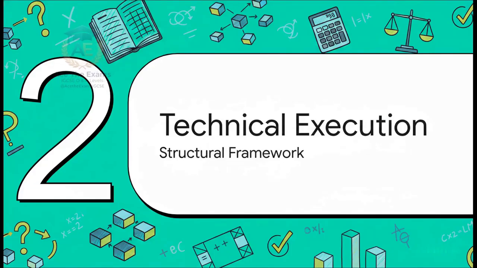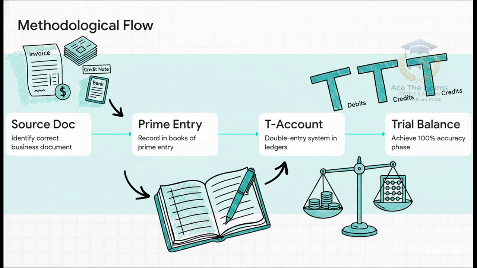Moving right along to Section 2, Mastering Technical Execution. This is our structural framework. Okay, so what does the actual execution of your ledgers look like in practice? It's a specific methodological flow, and it always starts with identifying the correct business document. Think invoices, credit notes, or bank statements. It's basically the DNA of your transaction.